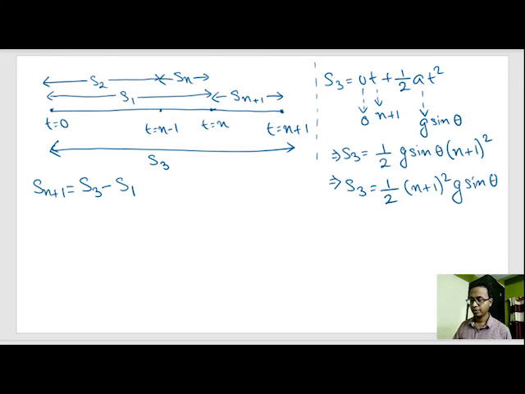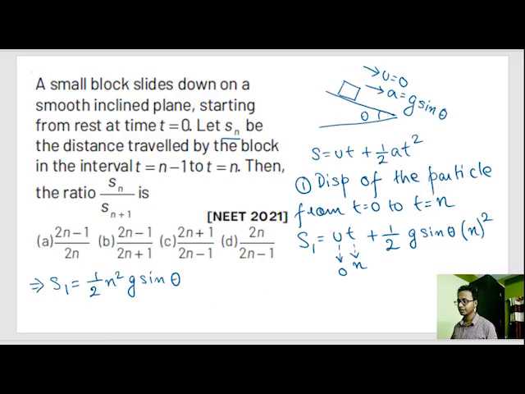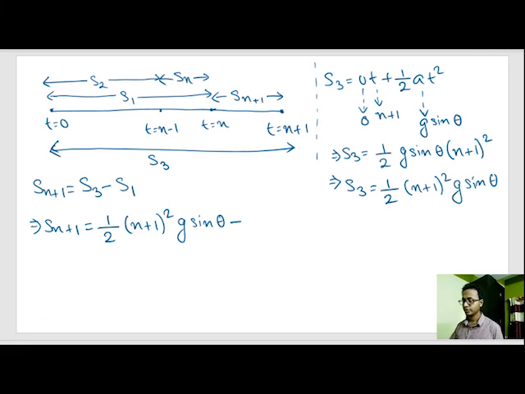Okay. Now let's solve for Sn plus 1. Sn plus 1 is nothing but S3, which is half n plus 1 square into g sin theta, minus S1. And the value of S1 is half n square g sin theta. So minus half n square g sin theta.